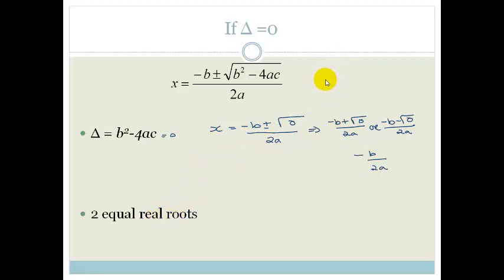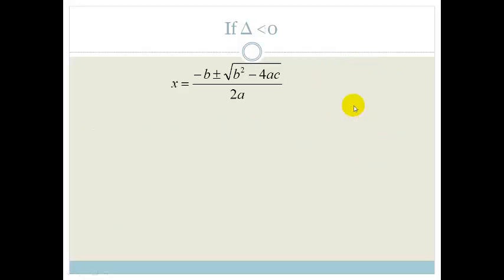So what is this saying? This is really saying that if you have a quadratic, it is just touching the x-axis. It's just touching the x-axis on that side, or it's just touching the x-axis if it's a negative graph. Okay, so it's just touching. It's two equal real roots. Now let's look at if delta is smaller than naught.